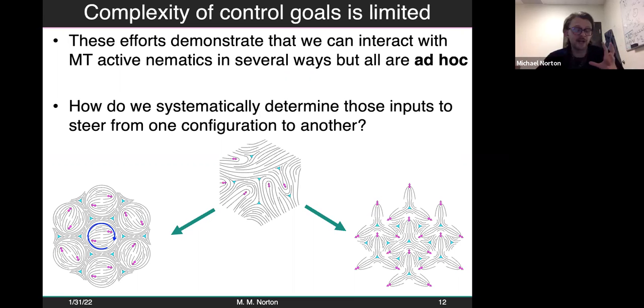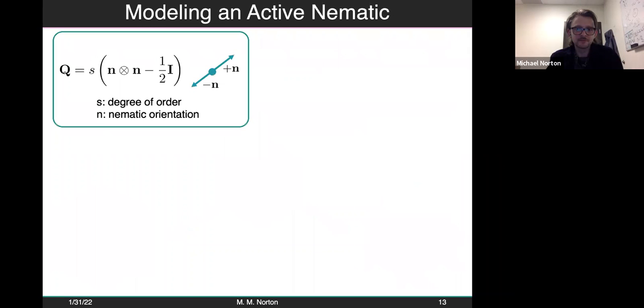Everything we've looked at so far is kind of ad hoc. We're applying an elbow-shaped lane to the system and seeing what happens. But now, what if we try to go the other way and say, I have some complex lattice of vortices I want to create, or some other non-trivial pattern. How do we go back the other way to find what those inputs need to be? And if we're going to do that, we're going to apply control theory. And the first thing we need to do is have a model in order to apply control theory to it.